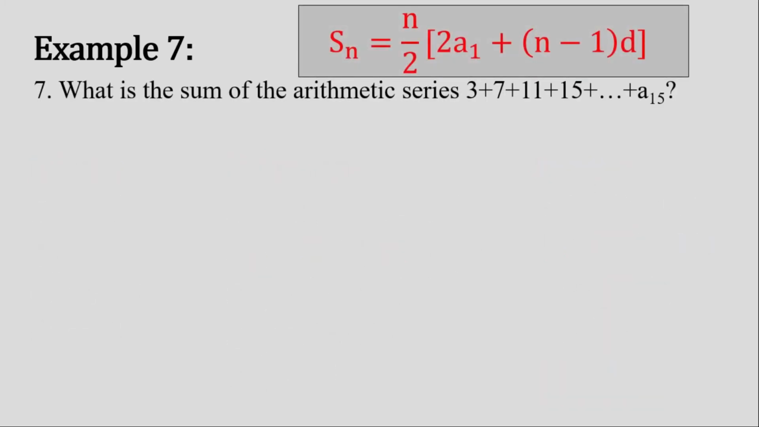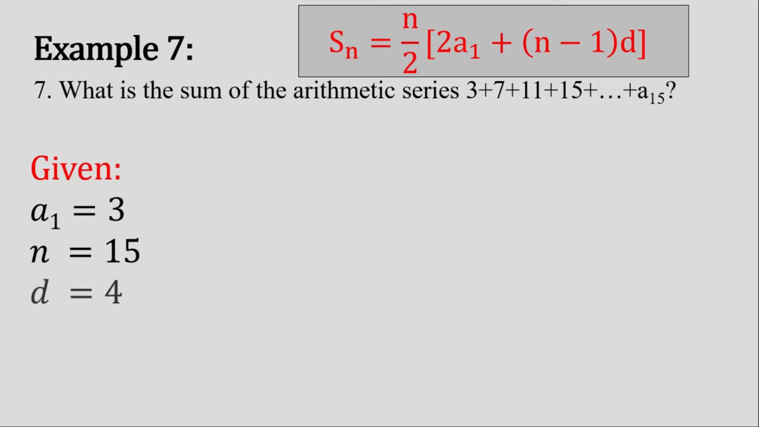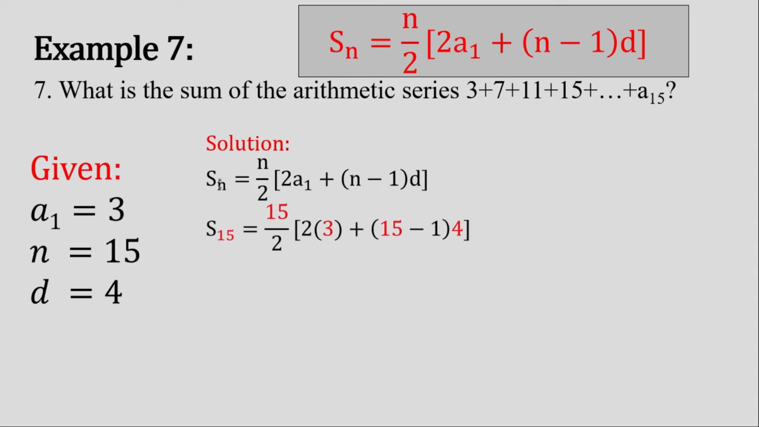Now let's try using our new formula. All we need to do is to find the following given: a sub 1, n, or the number of terms, and the common difference. Now using the formula, just copy it and substitute all the values that we have. That is 15 for n, 3 for a sub 1, 15 for n again, and 4 for the common difference.